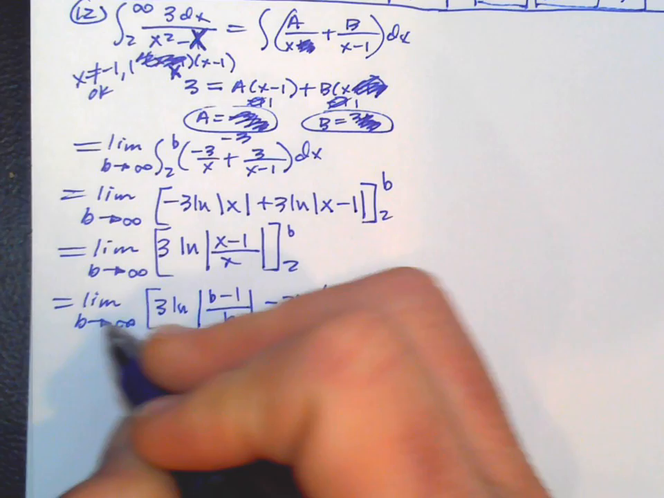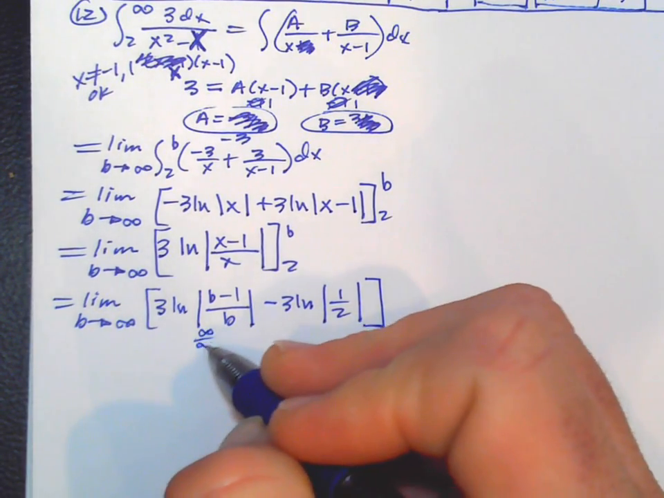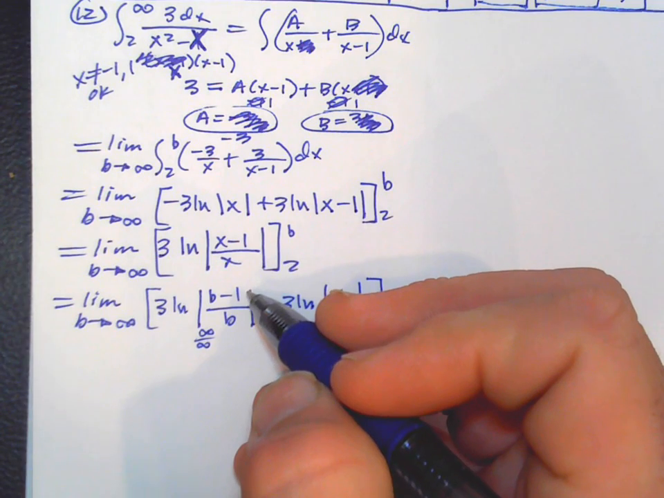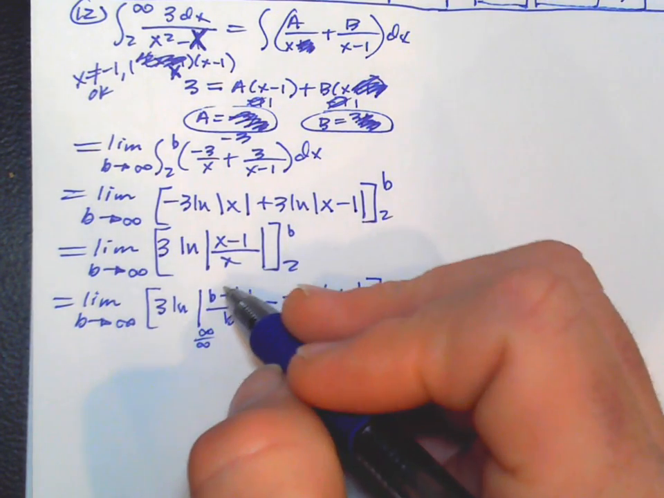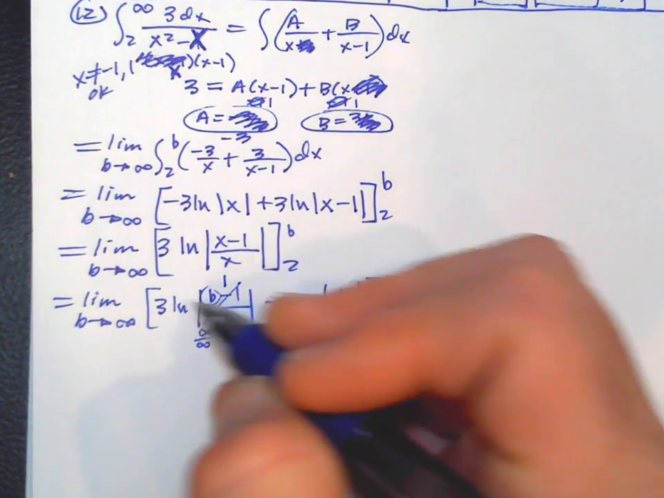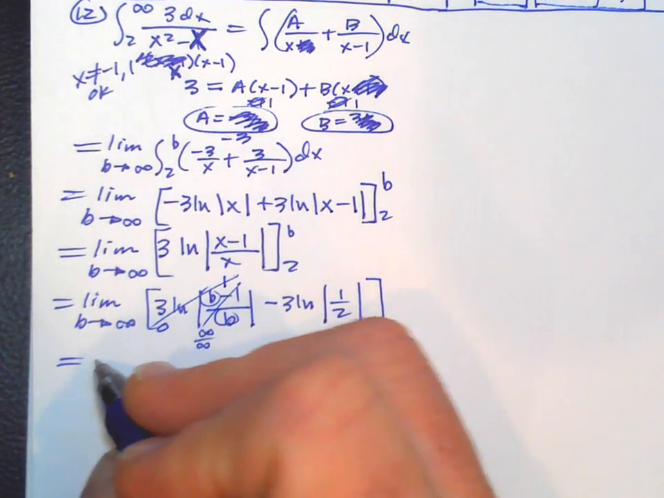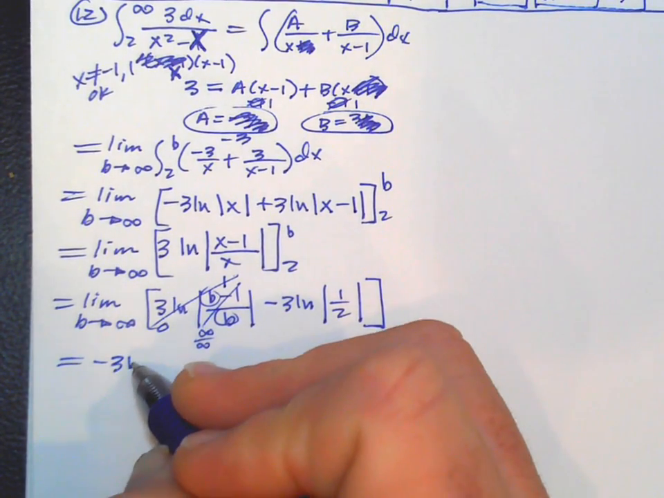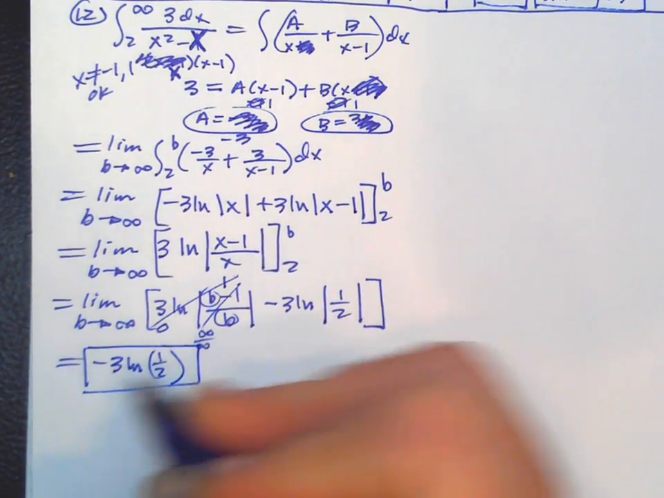So if we plug infinity in here, it's going to be infinity over infinity, right? So technically, we would use L'Hopital's rule, but we could do dominant terms too. These are the dominant terms. So the inside of this is going to go to 1. And natural log of 1 is 0. So the answer is -3 natural log of 1/2. It converges.